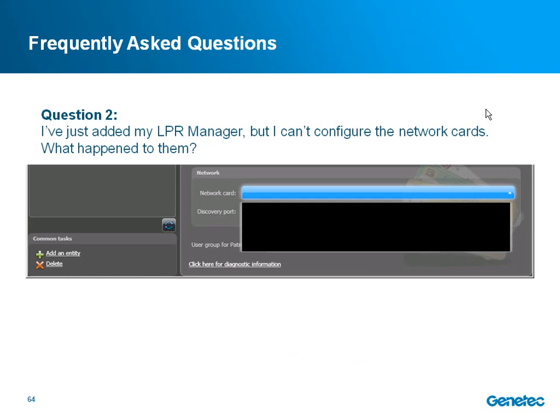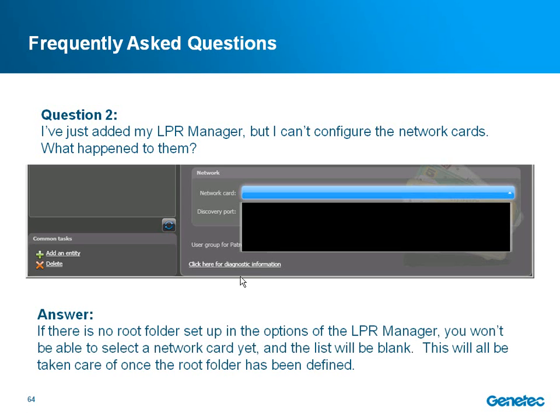Question number 2. I've just added my LPR manager, but I can't configure the network cards. What happened to them? And the answer, if there's no folder set up in the options of the LPR manager, you won't be able to select a network card yet. And the list will be blank. So this will be taken care of once the root folder has been defined.